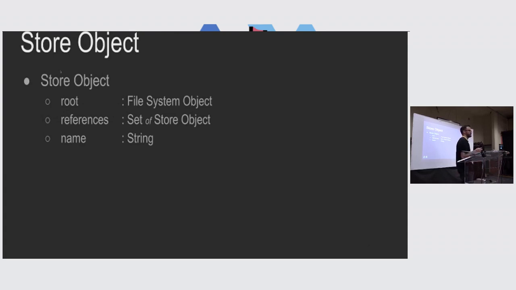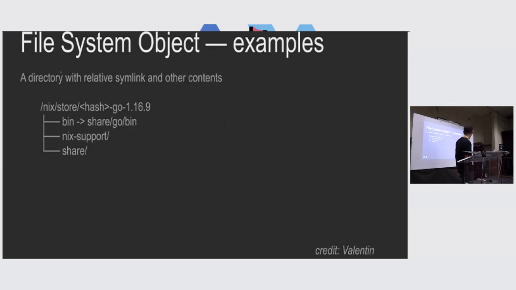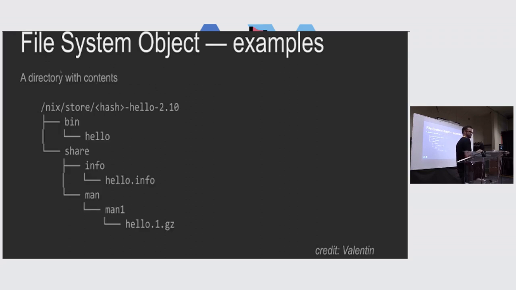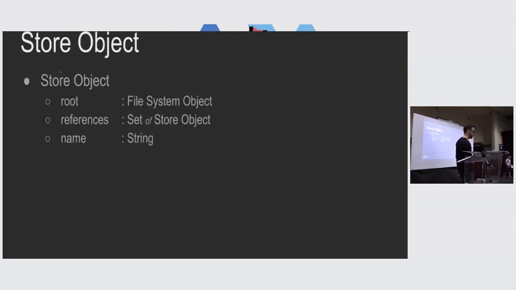Then comes store objects. While we have many directories, there's usually, as we're hopefully informally familiar with, a top level /nix/store/something. And these top level things are called store objects. A store object has a root file system object, references, which is conceptually a set of other store objects, and a name.